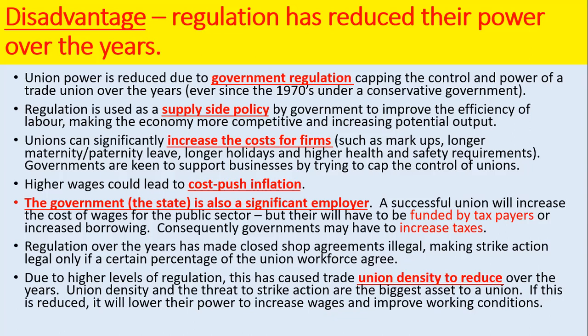Due to higher levels of regulation, this has caused trade union density to reduce over the years. So governments have capped the control of unions, and therefore employees have seen that their unions have to work harder than ever before to try and secure some form of movement within the workforce. And as a result of that capped power, union density has actually decreased. Employees are seeing unions as less powerful groups than what they were before.